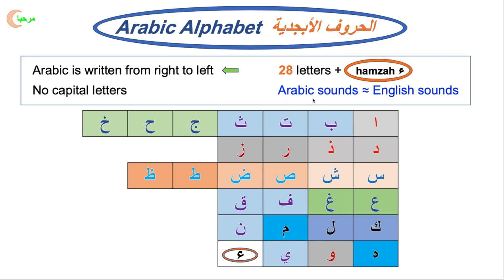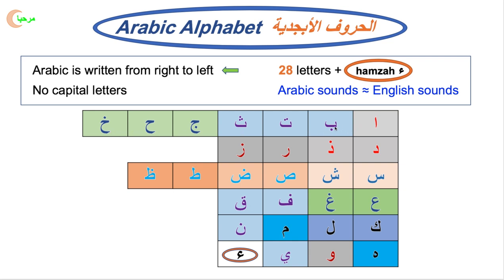However, the Arabic sounds are similar to English sounds. And when I say English sounds, I mean the English alphabet plus the sounds that English speakers make, such as a snoring sound, and that's the sound kh, kh, kh.